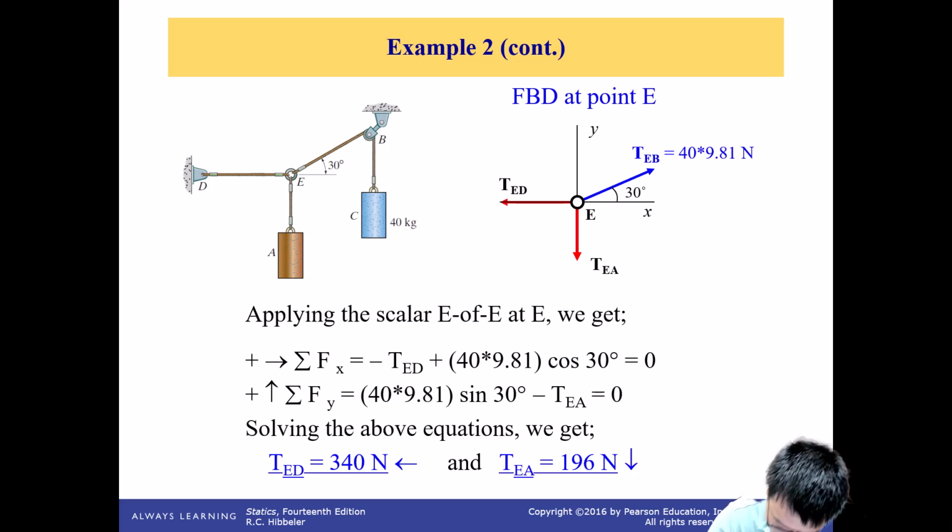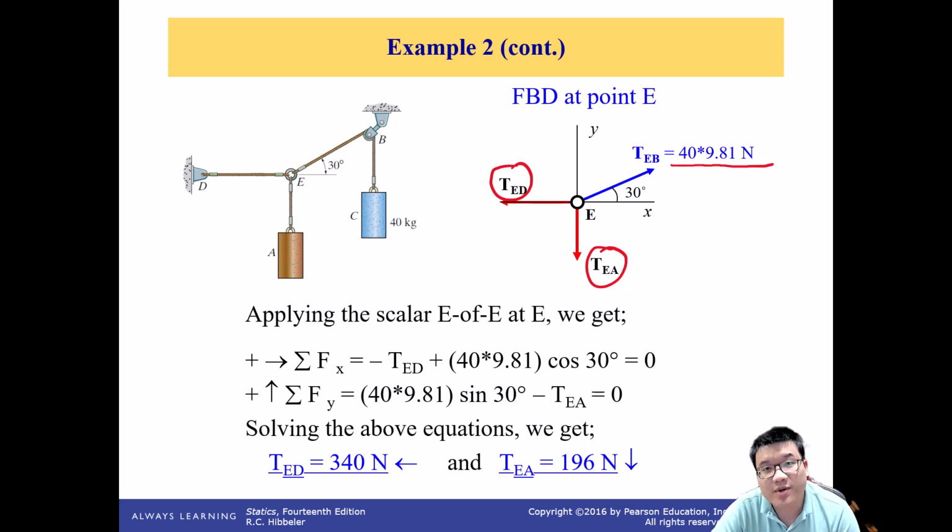First, let's draw the free body diagram at point E. I have tension ED, which is in the opposite direction of X, and FEA, which is in the opposite direction of Y. For FEB, its tension will be 40 kilograms times 9.81. That's the force to hold the cylinder C, which is exactly the force in the cable.